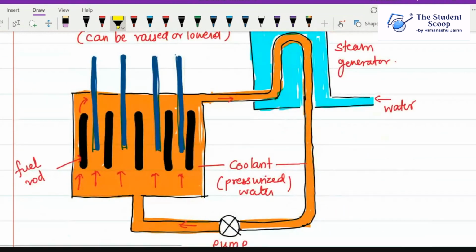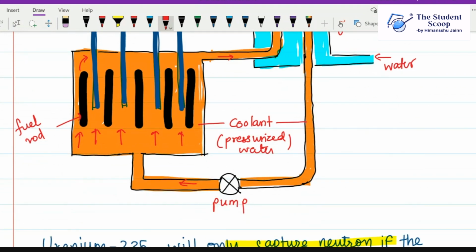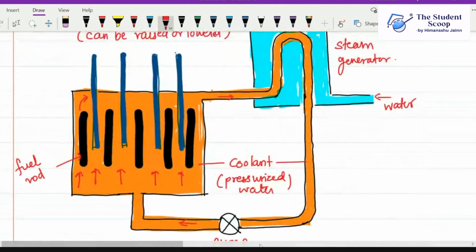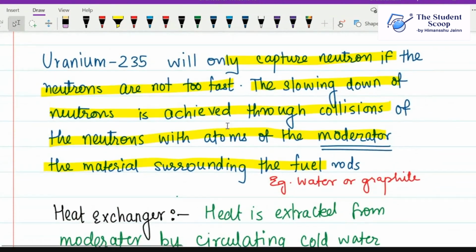So fuel rods, you can see in the diagram, are the black lines, and those fuel rods are surrounded by a material, which in this diagram is pressurized water. So water acts as a moderator, but apart from pressurized water, the other variant is gas coolant, where we have solid graphite surrounding the fuel rods. And fuel rods, as we know, are made up of uranium. So those are the moderators, whose job is to slow down the neutron.